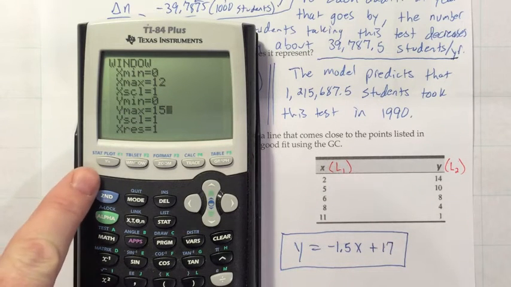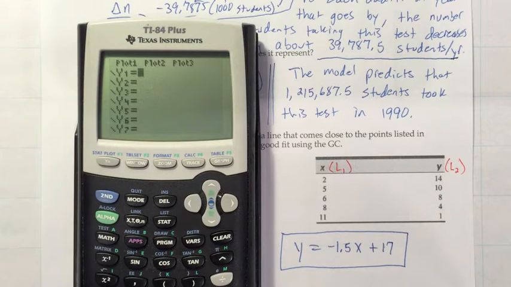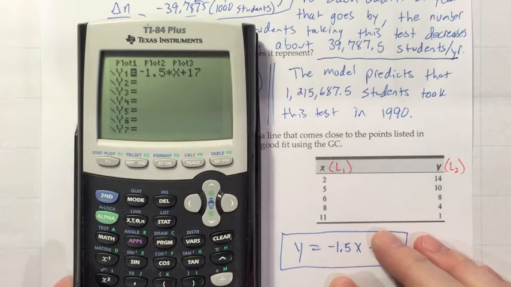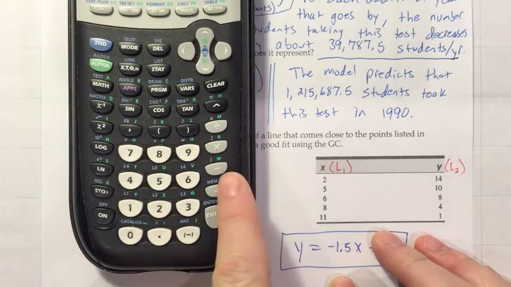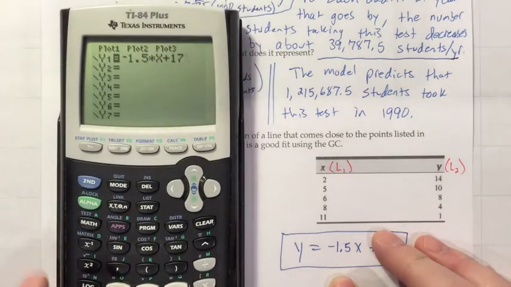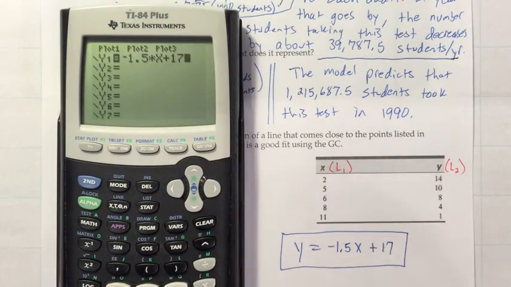So to do those things, we go to the y equals menu. And none of that is currently in place, so let's enter the equation. Y equals negative 1.5 times x plus 17. Just a quick calculator note. Make sure that you are hitting the negative key on the negative 1.5, not the subtraction key. You will get an error message if you do the subtraction key.